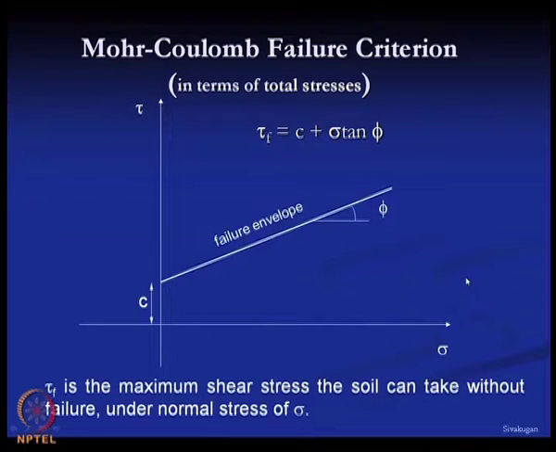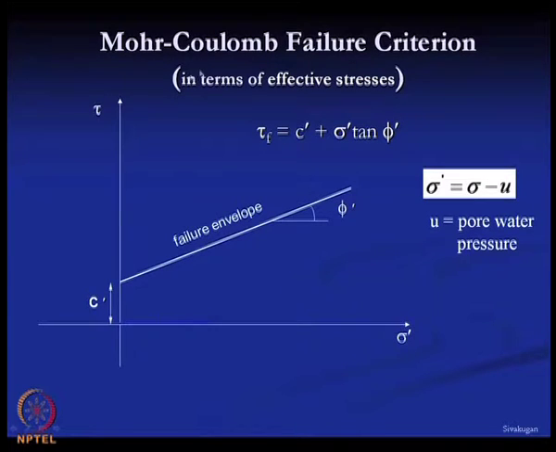So, tau f is the maximum shear stress the soil can take without any failure under normal stress sigma. Now, the same expression we can write in terms of effective stress: C bar, the effective cohesion, plus sigma dash into tan phi dash, where sigma dash is sigma minus u, and u is the water pressure. A similar envelope we can determine, but in terms of effective stress.